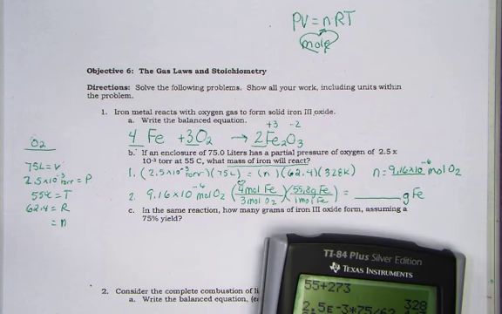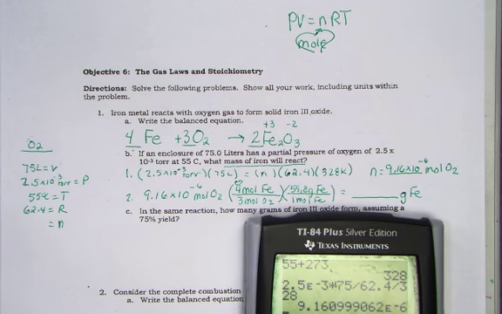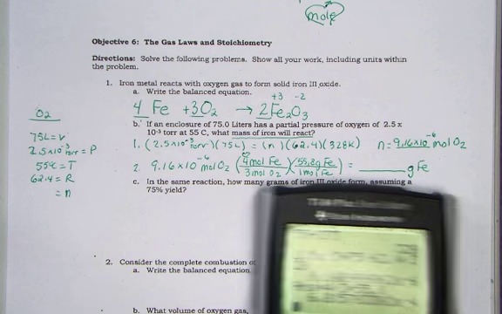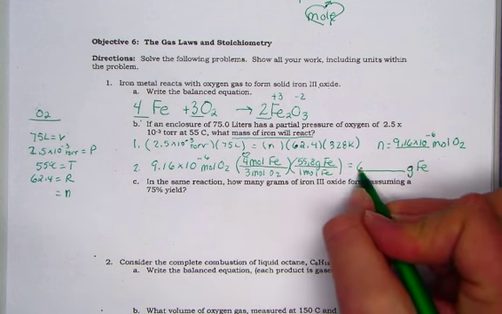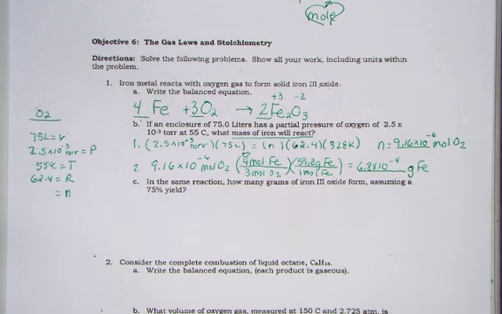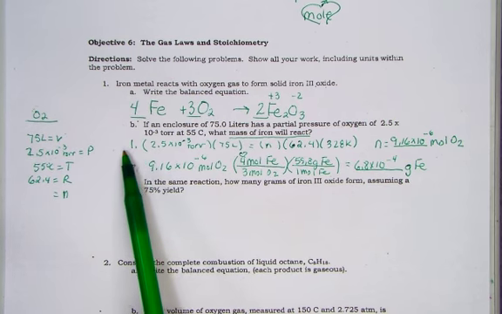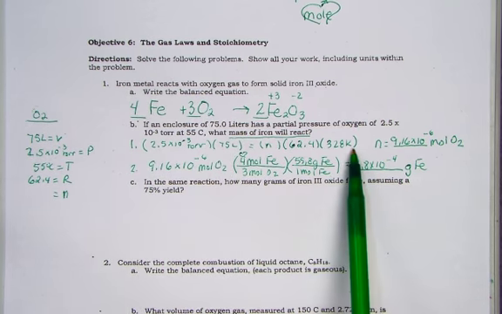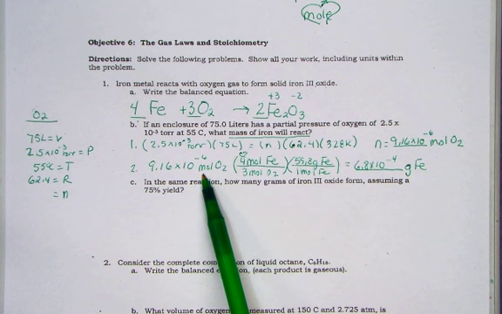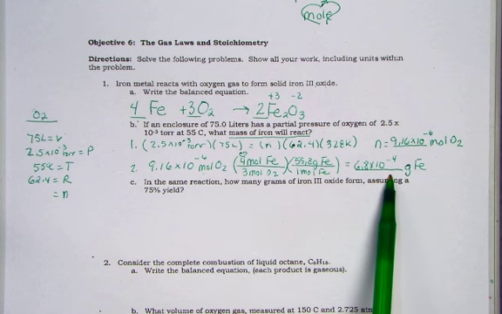So on my calculator, I still have the number of moles here, 9.16 times 10 to the negative 6. I'll hit times 4/3, times 55.8 for the molar mass of iron, and I get 6.8 times 10 to the negative fourth grams of the reactant iron. With this problem, we knew pressure, volume, and temperature. We used PV equals nRT first to find n, where n stands for the moles of oxygen. That began then the stoichiometry to pull out grams.